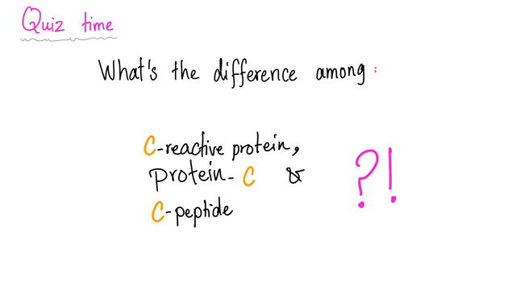Quiz time. Here's a question for you. Let me know the answer in the comments. What's the difference, not between, but among, because they are more than two. I'm very accurate and meticulous. Among C-reactive protein, protein C and C-peptide, are they the same thing or are they different? If they are different, how come? Let me know your opinion in the comments.